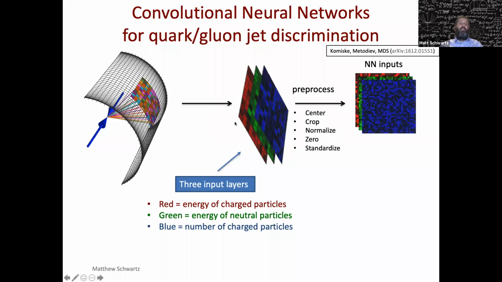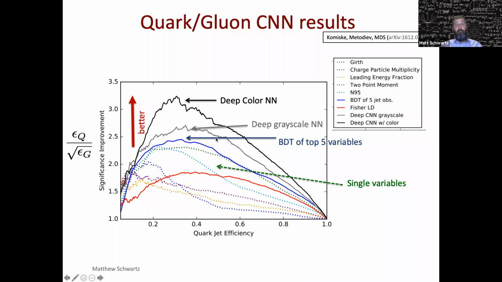What we did is we just used 3 different colors. Red is the energy of charged particles, green is the energy of neutral particles, and blue is the number of charged particles. These are 3 things that you can actually measure in the data. Red, green, and blue are just artificial names; they're really just 3 inputs to a convnet. Then we pre-process it and input it to a neural network. I'm skipping all the details of how it works, but the bottom line is that the neural network works really well.